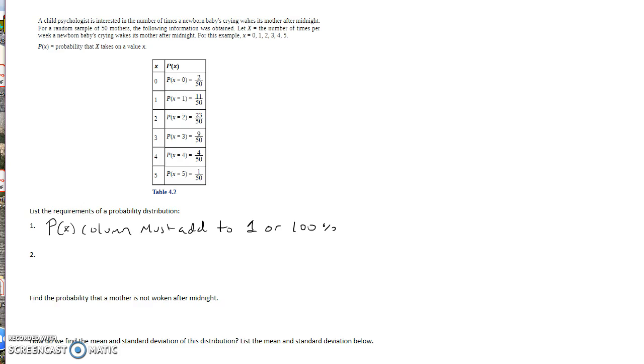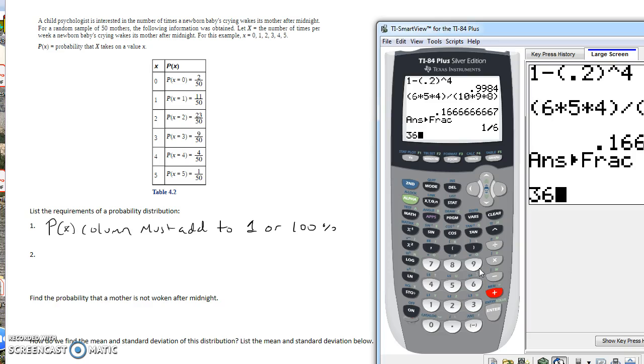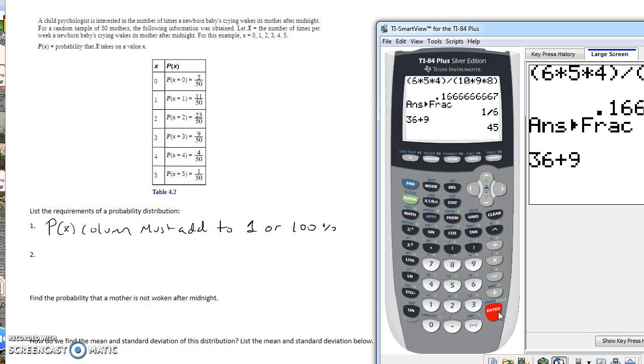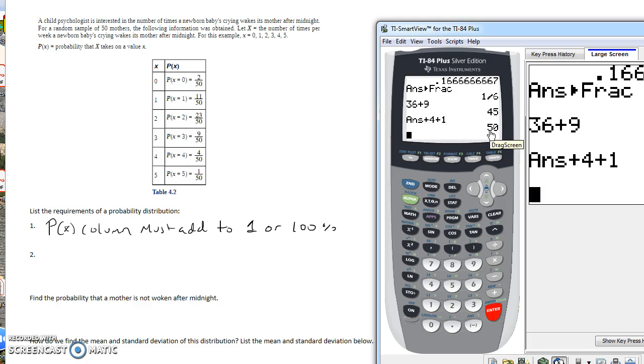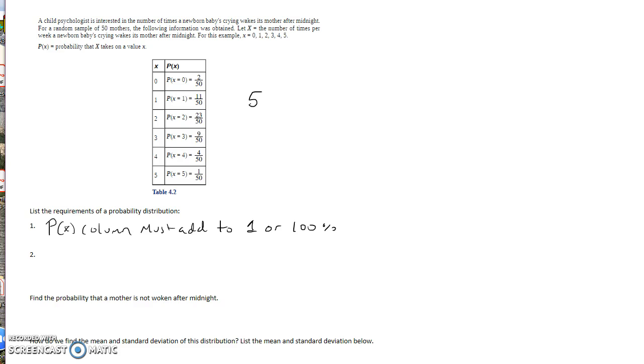2 plus 11 is 13. 13 plus 23 is 36. 36 plus 9 is 45, plus 4, plus 1. We see that when we add the numbers on top of the fraction, we get 50. So when you add all these up, you're going to get 50 over 50, which is equal to 1. So for this to be a valid probability distribution, the P of X column must add to 1 or 100%. If it doesn't, then you know it's not a probability distribution.